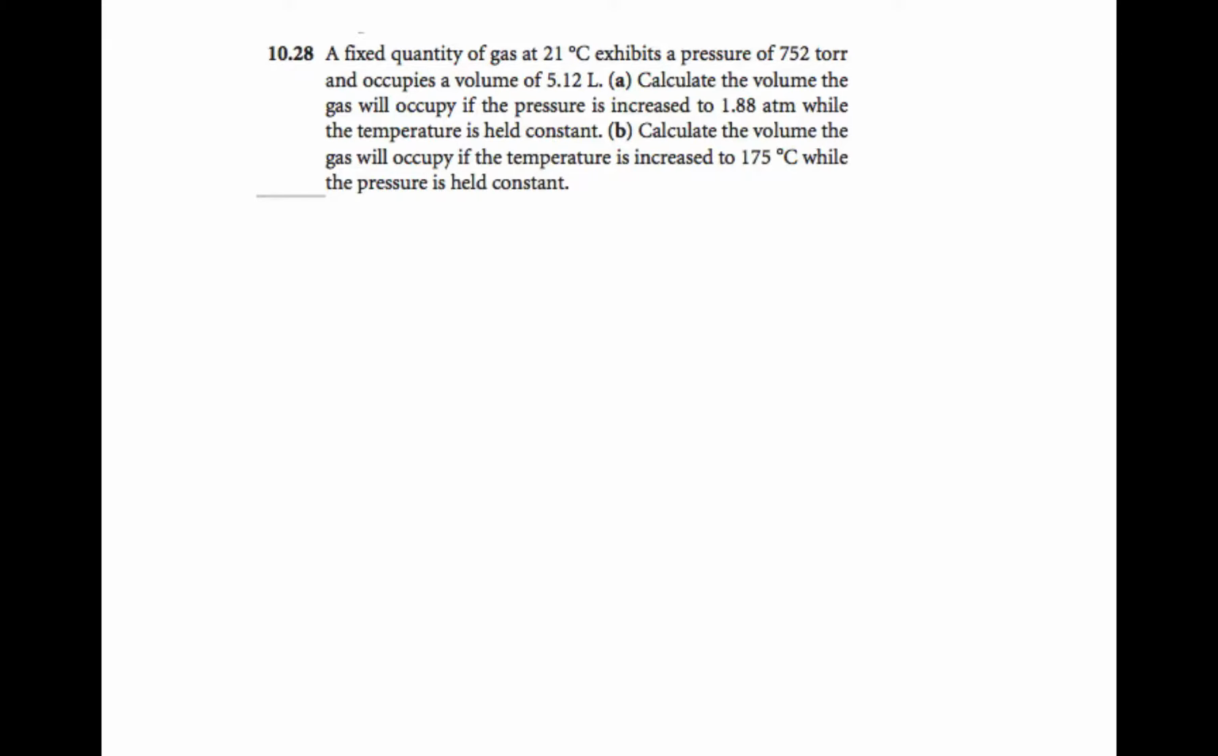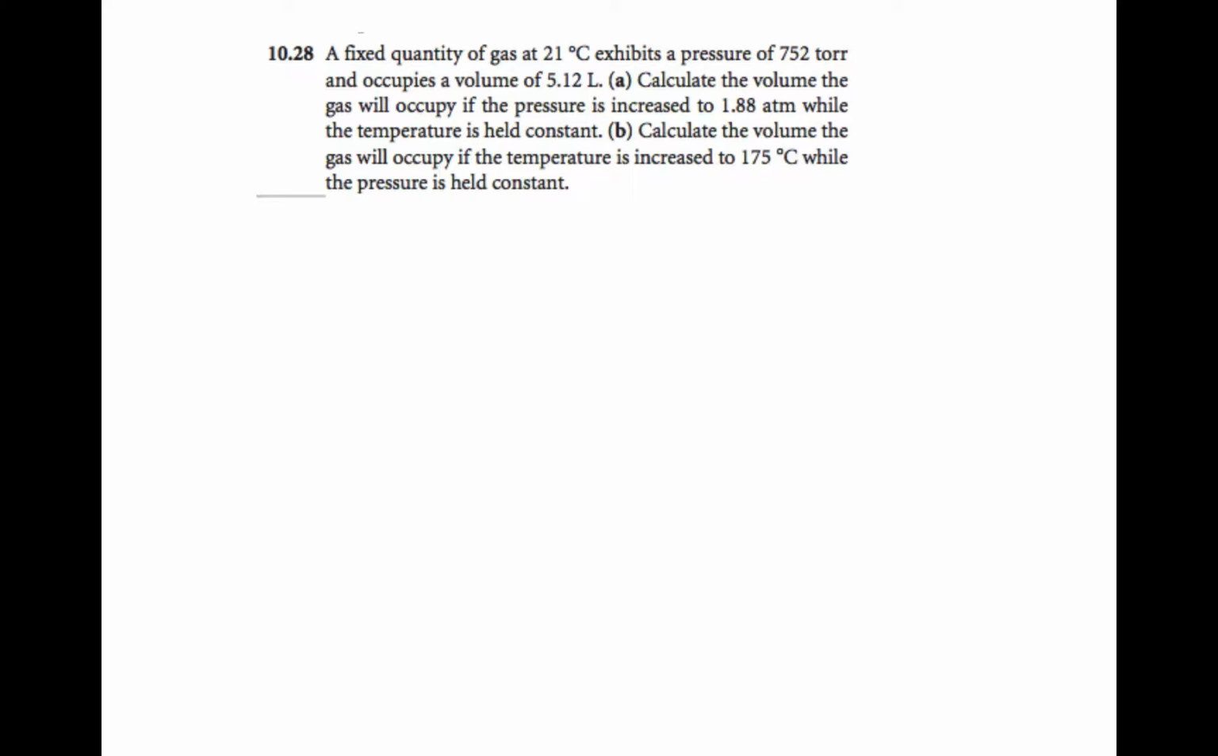A fixed quantity of gas at 21 degrees Celsius exhibits a pressure of 752 torr and occupies a volume of 5.12 liters. Okay, that's our conditions here. Got a temperature, got a pressure, got a volume. Calculate the volume the gas will occupy if the pressure is increased to 1.88 atmospheres while the temperature is held constant.